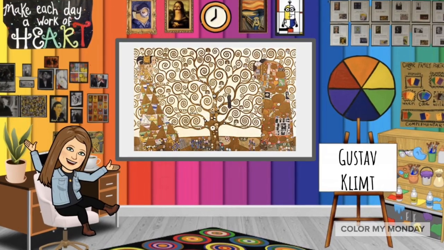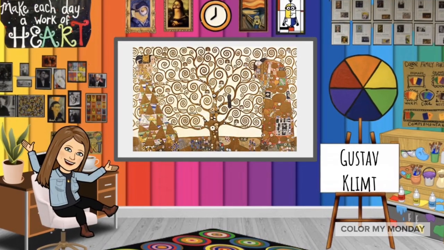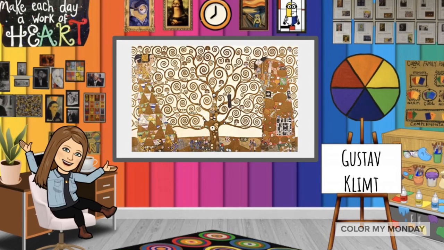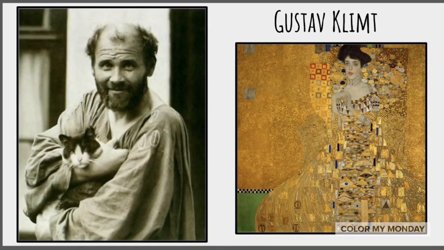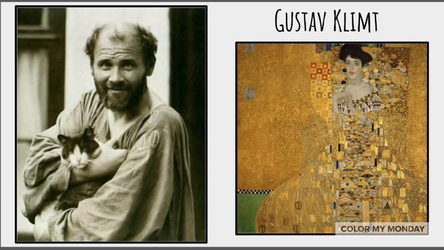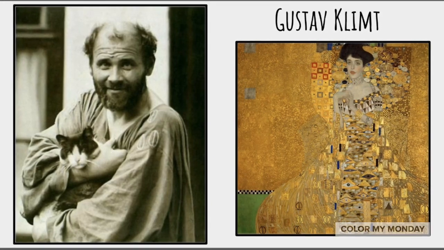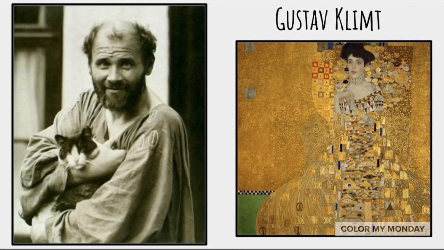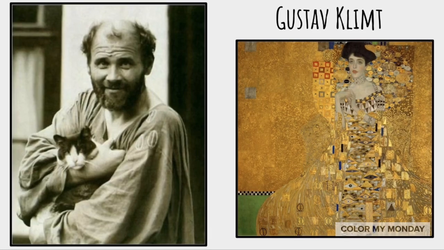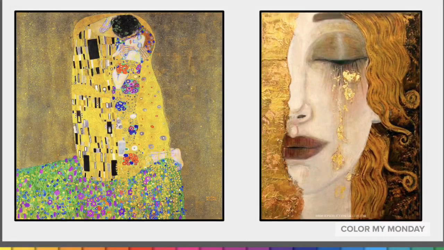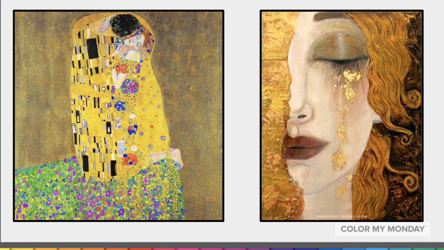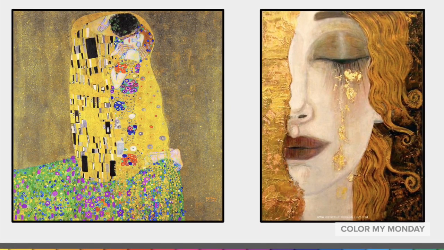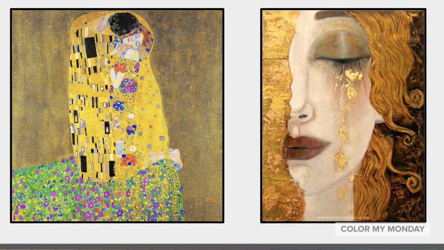This is a famous painting by the artist Gustav Klimt called The Tree of Life. Gustav Klimt was an Austrian symbolist painter. Symbolism was a 19th century art movement that originated in France, Russia, and Belgium. Early on in Gustav Klimt's artistic career, he was successful in painting architectural decorations.